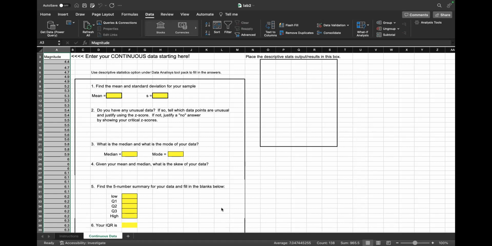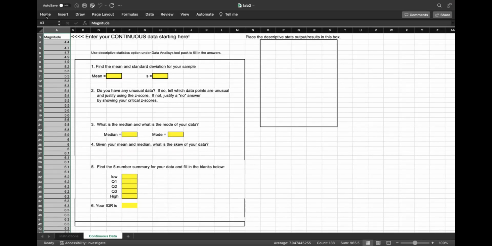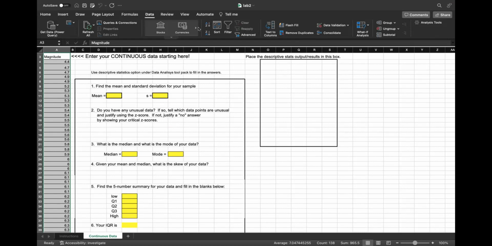Okay, so the first thing that we need to do is we need to have a descriptive statistics tool. And I'm going to show you two different ways to get that depending on what your Excel looks like. I'm sure there's more than one way. So I am on my MacBook, and on a MacBook it looks different than for other people. You click on Data up at the top right here. And all the way on the right, it says Analysis Tools.